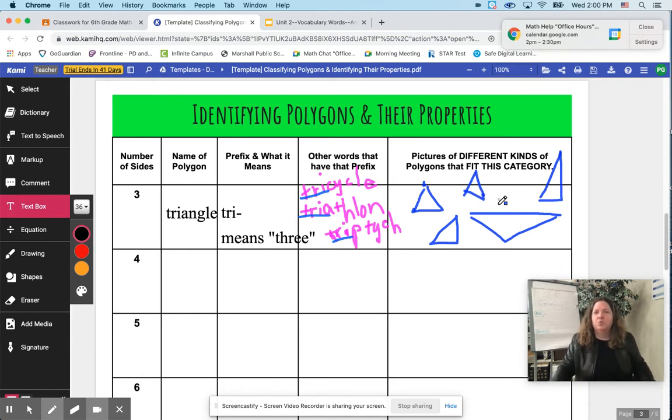So go ahead and draw different kinds of triangles in your box there. Pause, do that, and come back.